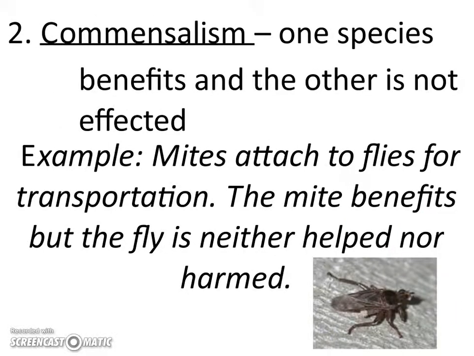We also have what's called commensalism, and that's where one species benefits, but the other doesn't. Okay? So, for example, a mite. I don't know if any of you know what a mite is, but a mite is very small, kind of like a gnat. Mostly find them around chicken houses or such, huge farms. So mites attach to flies for transportation. Okay, the mite benefits because it's getting moved from one place to the other, but it doesn't bother the fly in the least. It's neither helped or harmed in this case. So that's commensalism. One benefits, but the other one is unaffected at all.